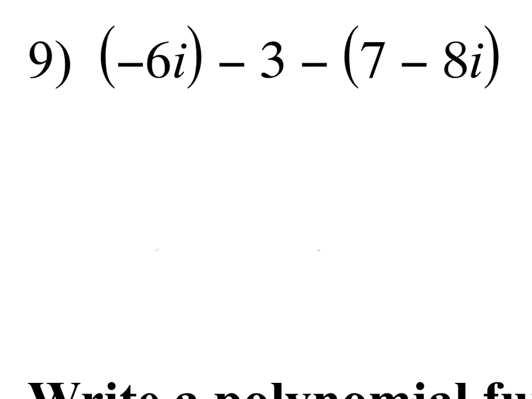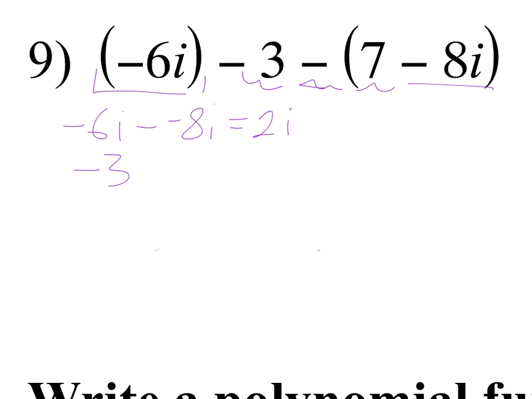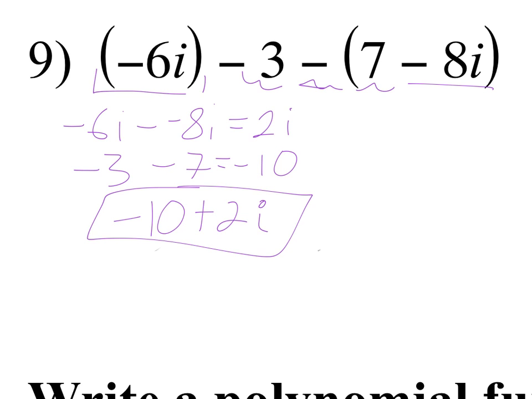Here we're looking at operations with complex numbers. Realistically, this is just combination of like terms. And what I'm going to do is take -6i minus -8i, so -6i minus -8i is positive 2i. And then negative 3 minus 7 is negative 10. The answer here would be negative 10 plus 2i. Again, just combination of like terms.